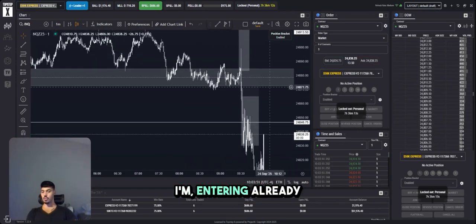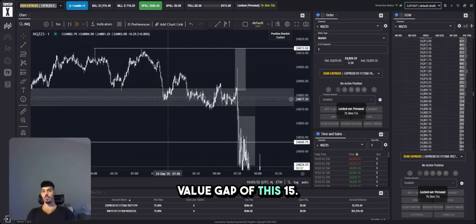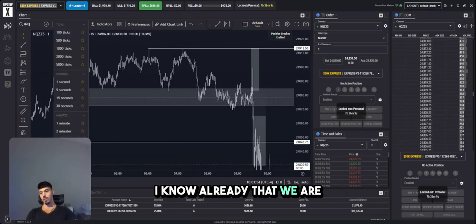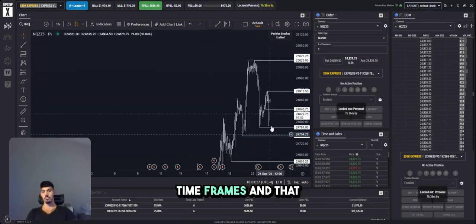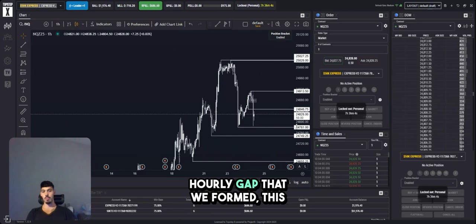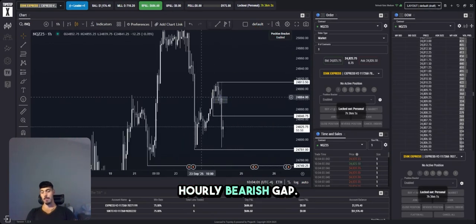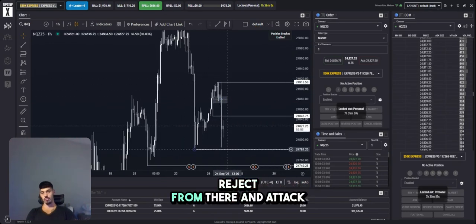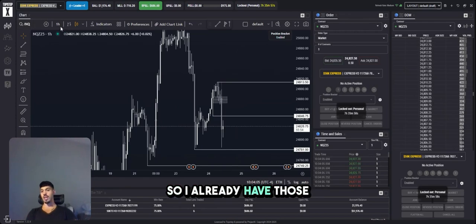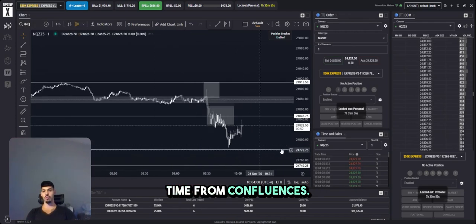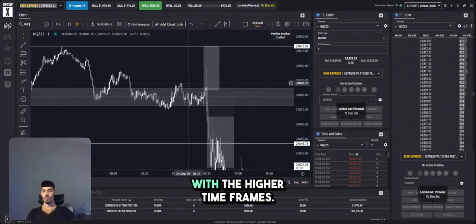I know I'm entering already off an inverse fair value gap of this 15 minute. I know already that we are pretty bearish on the lower time frames and that we are respecting this hourly gap, that we formed this hourly bearish gap. I know already we can just reject from there and attack London's lows. So I already have those higher time frame confluences. What am I doing? Let me align the lower time frames with the higher time frames.